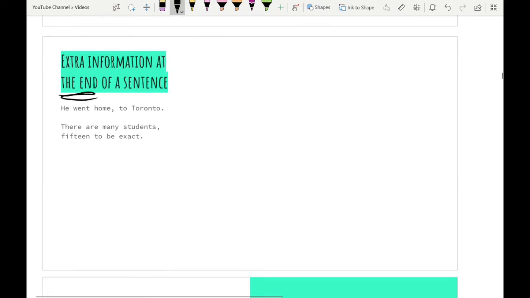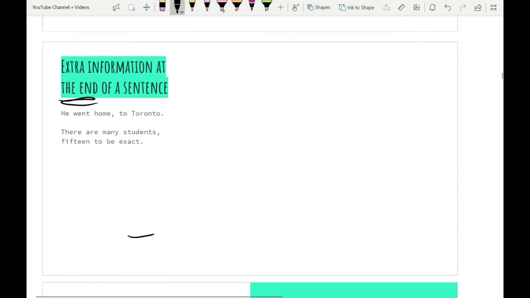Now, I don't mean that it has to be precisely in the front, in the middle, or at the end, but this is just kind of like a breakdown. Extra information at the end of a sentence. We're going to be, again, having our full sentence. He went home. There are many students. And then, again, anything at the end here, you're going to put your comma in. And then this would be anything that you could potentially put into brackets. 15 to be exact is giving you more information about the students. To Toronto is giving you more information about where home is.